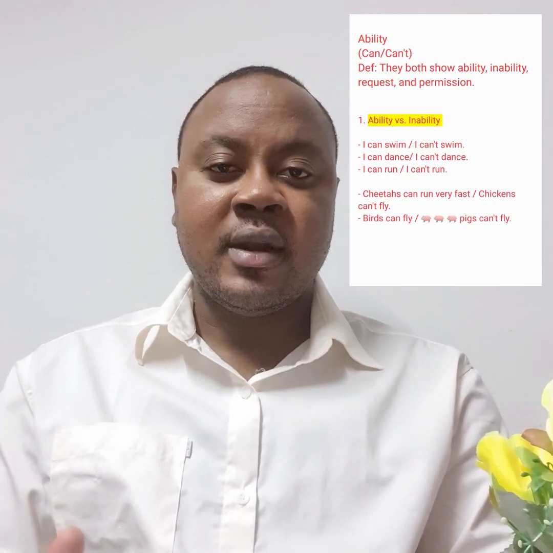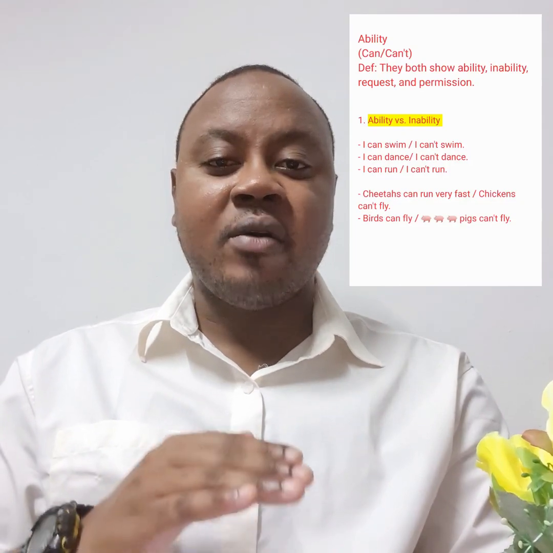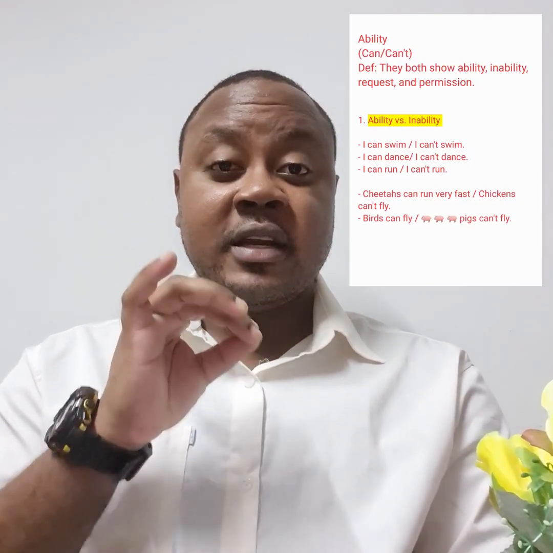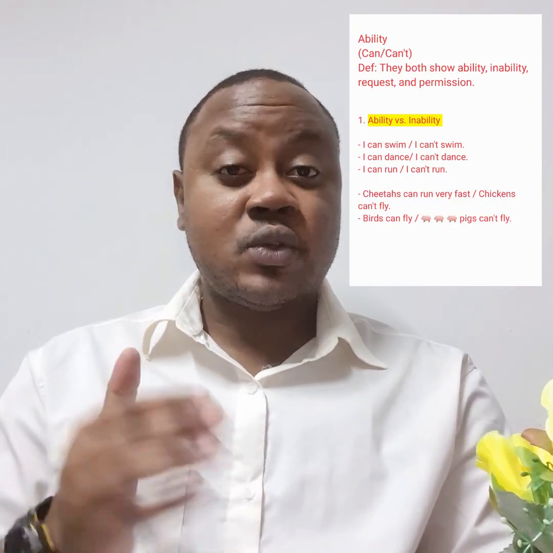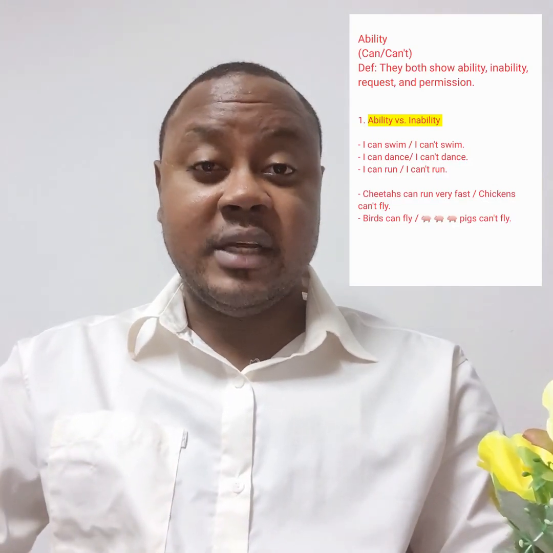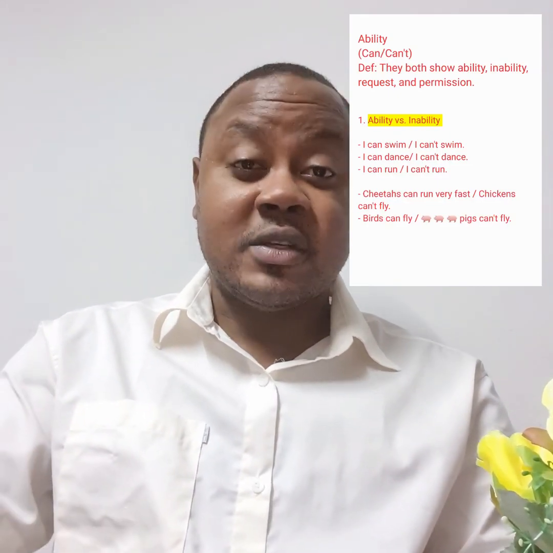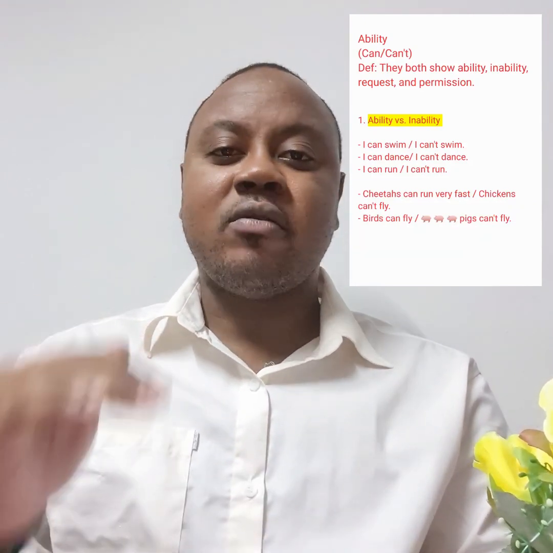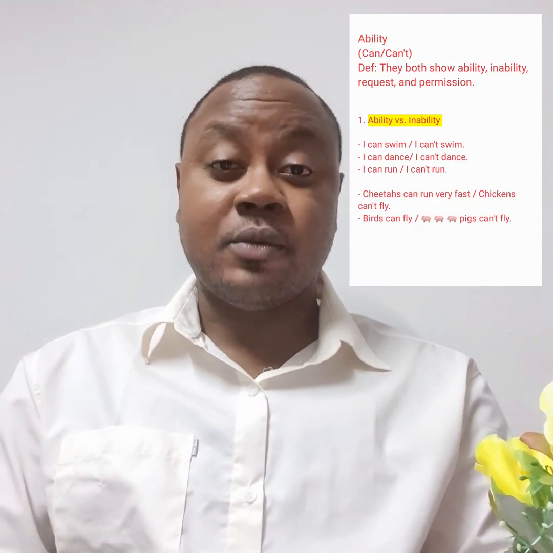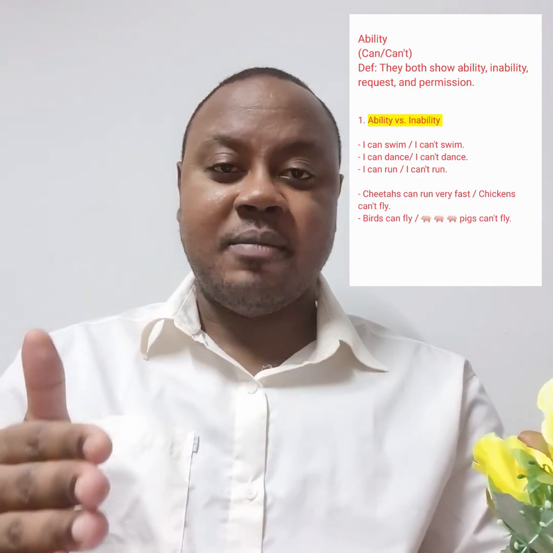I can run. I can't run. Take note of the T. The T is what differentiates these two words. Can, which is to express possibilities or ability, and can't, which is to express impossibility or things that you cannot do. I can run. I can't run. These are two examples of the use of can for ability and can't for inability.